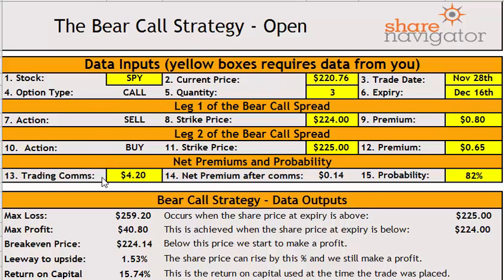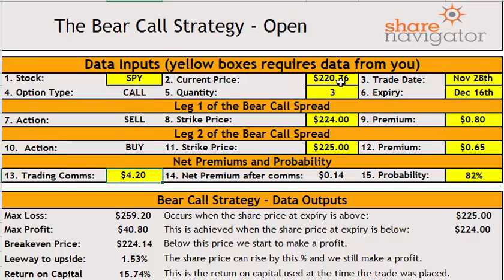So in the first section here, this is the data input section. Any box that's highlighted in yellow will require some sort of input from you. Everything else is automatically calculated for you. So let's start with an example. You can see the stock here is SPY. This is the example we created. But if you were doing Apple, for example, you could just type in the ticker symbol of Apple there. So we'll put it back to SPY.